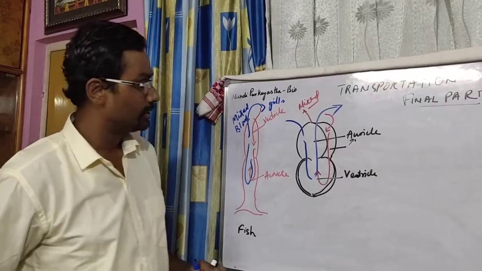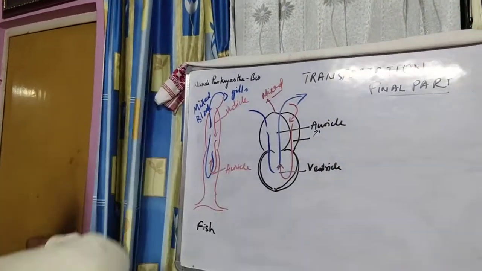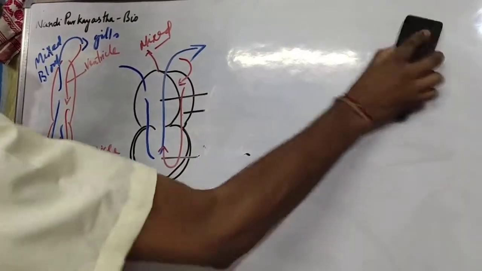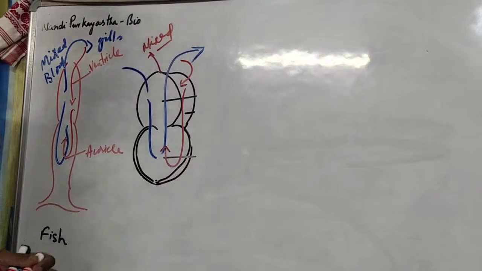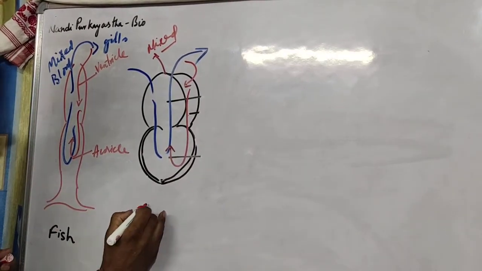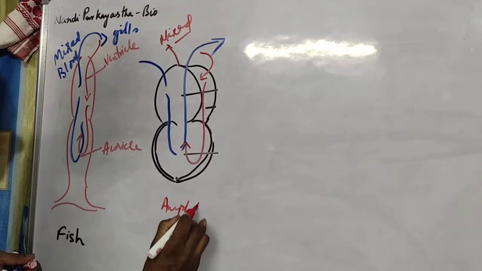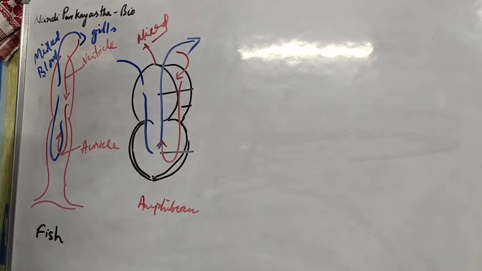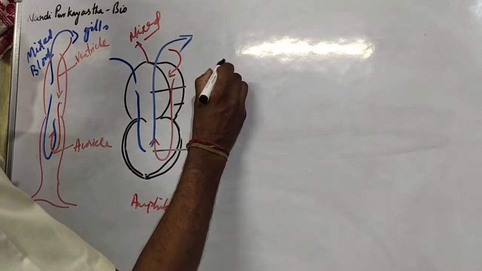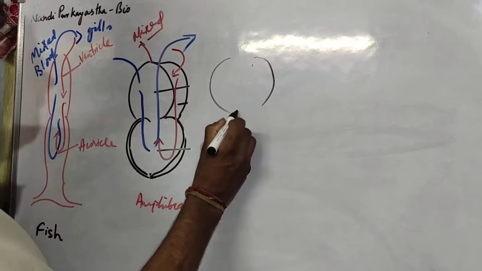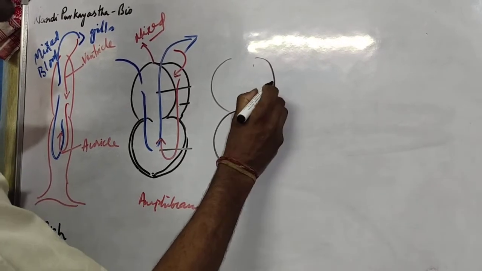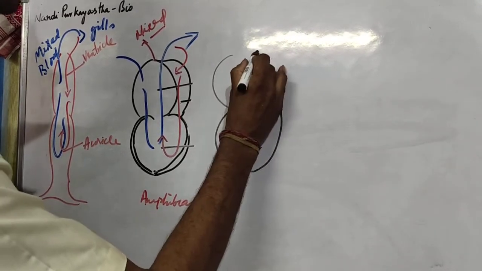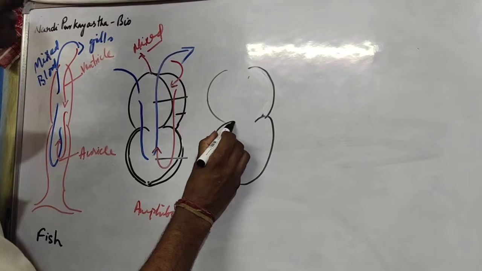Now, it is having two auricles and one ventricle. Now let's go for another one. This is your amphibians. Amphibians, example of what? Frog and toad. This is reptile. See the diagram of reptile heart. This one is reptile heart.